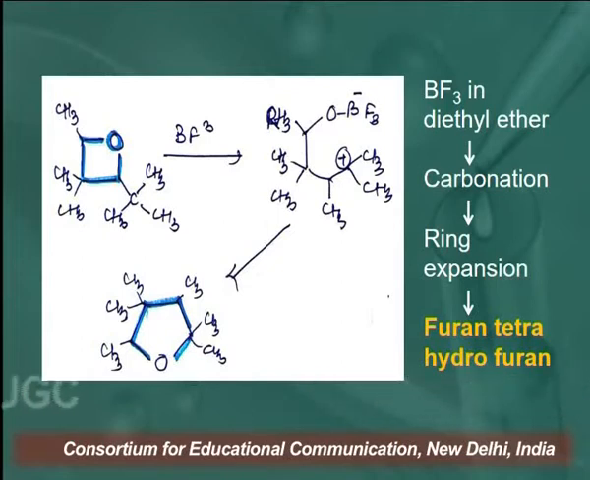On ring opening we get a carbocation. That carbocation makes a bond with the oxygen, with the other carbon, and we get a 5-membered ring. So, ring expansion gives the furan, tetrahydrofuran. In this structure we are getting THFF. So it is a derivative of furan.